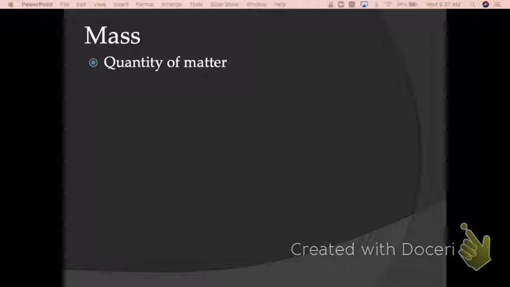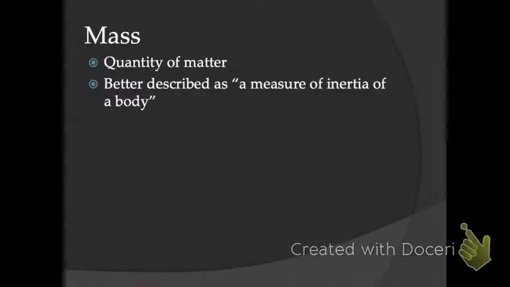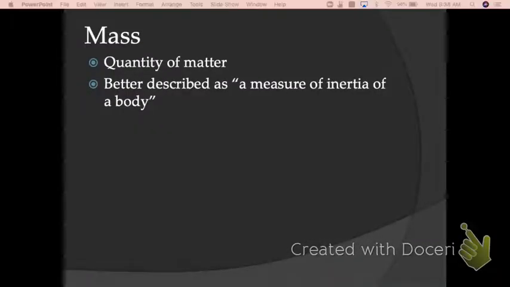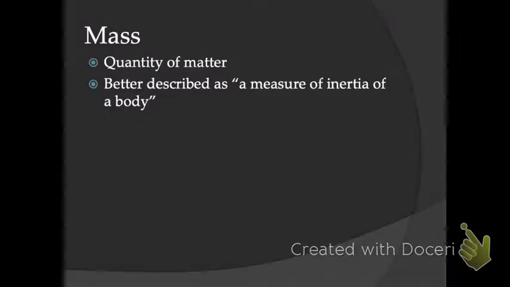We kind of think of it as a measure of inertia of a body. Okay, the measure of inertia of a body. And so what that means is that the more mass something has, the harder it is to get it started or to slow it down. Right? If I have a heavy object and a light object, it's going to be much more difficult for me to change the motion of my heavy object. Okay, would you guys agree with that?